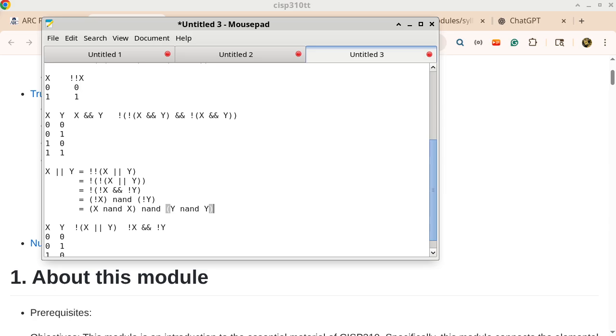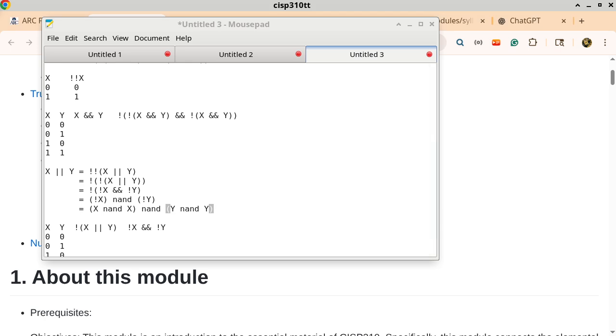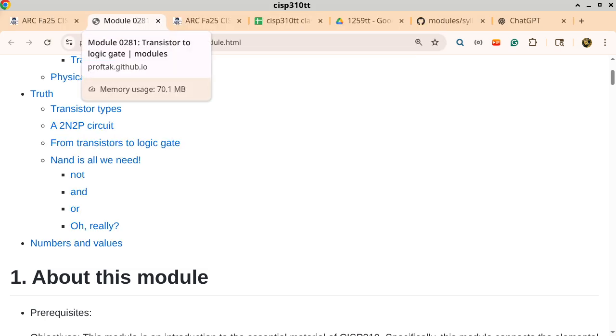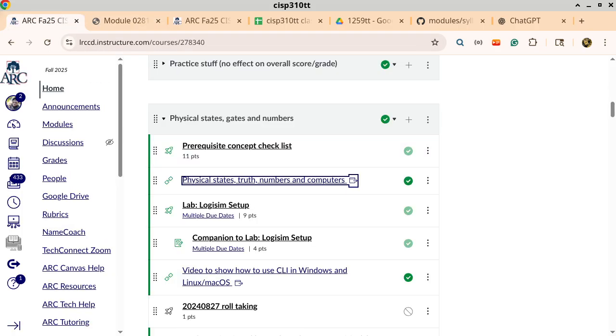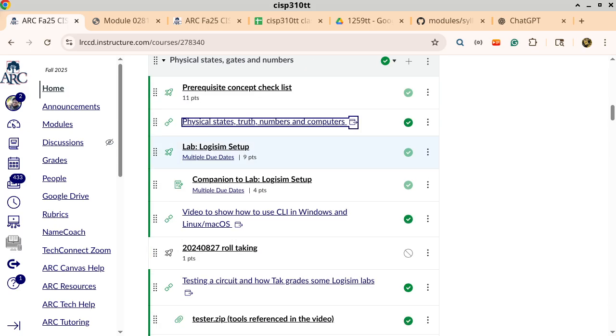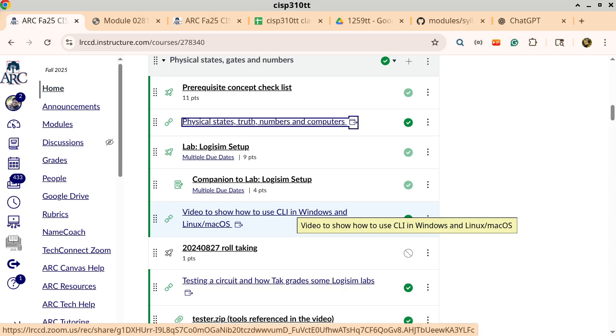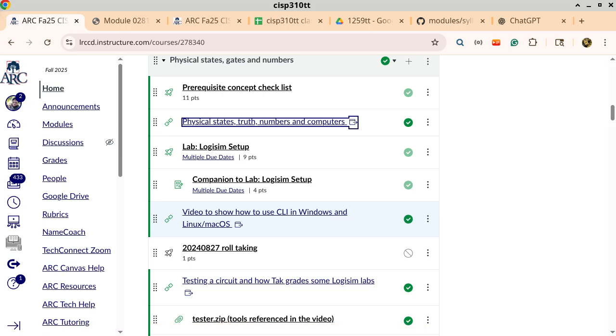Alrighty, so that pretty much concludes the module we were talking about, module 20281. Now we are moving on to the next module. For those of you who want to read ahead of the class, you can just go sequentially. We have some labs, and some videos to show you how to use the command line interface in Windows and also in Linux/Mac OS. If you don't know how to use a CLI yet, watch that video. It is going to be helpful.